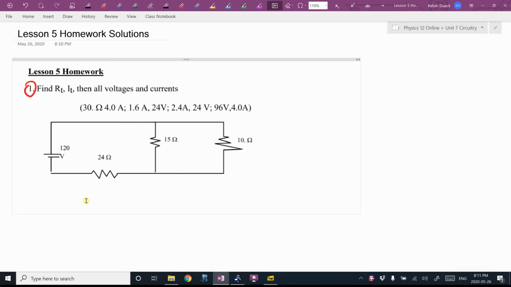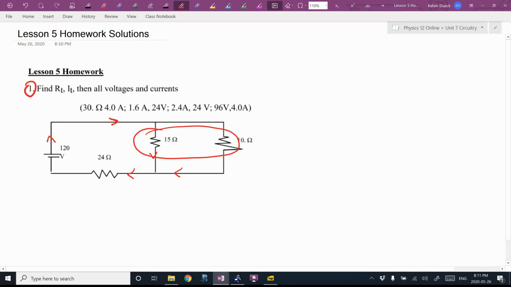Okay, so step 1, label downhill. Step 2, try and find total current. Don't know it. In fact, I don't see current anywhere. Step 3, look for two things. Nope. I'm going to have to rewrite this. So these two are in parallel. I'm going to combine them.